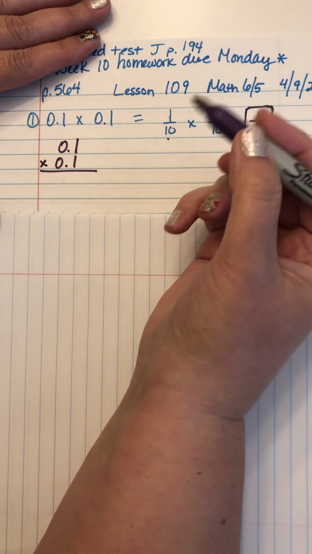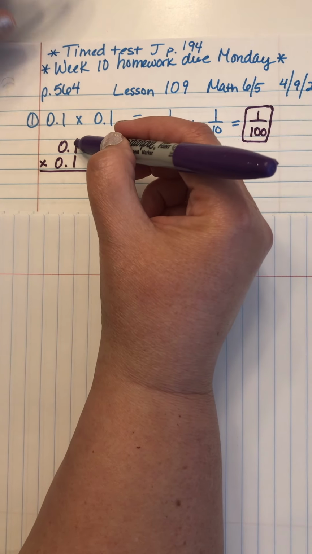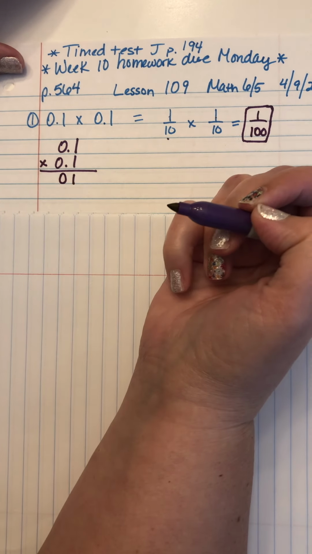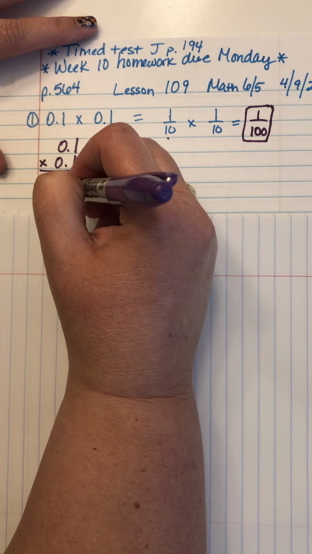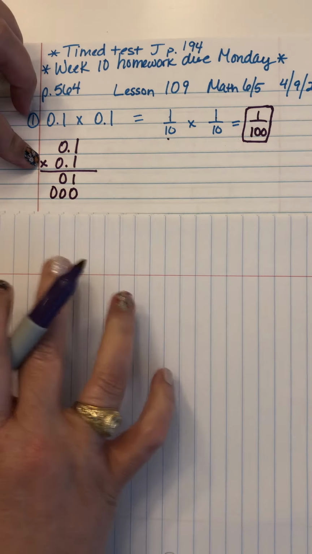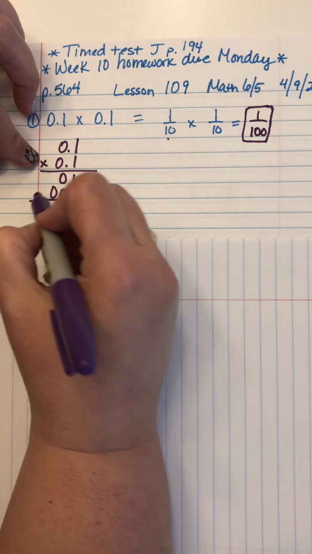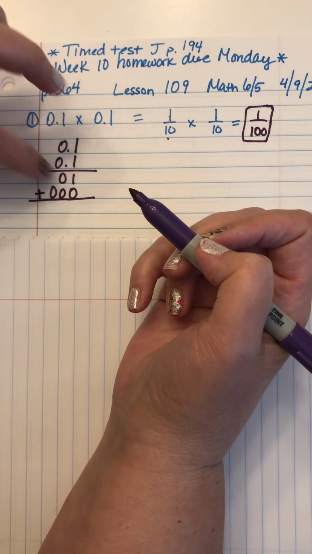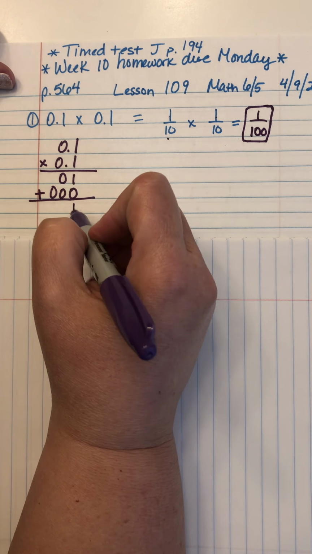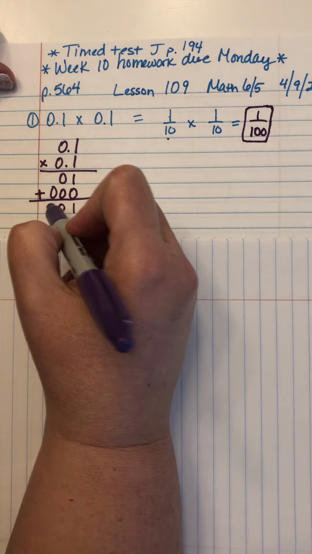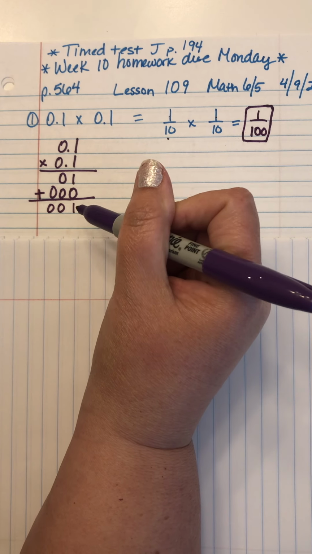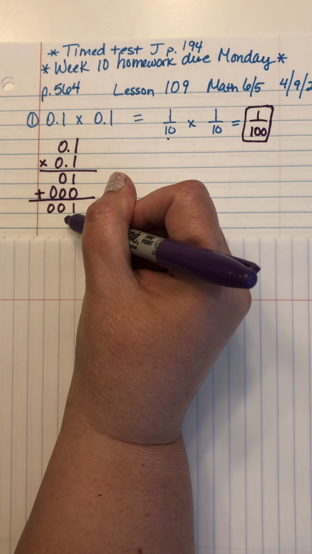Okay, so, 1 times 1 is 1. 1 times 0 is 0. Okay, and I could continue on and put my placeholder 0. 0 times 1 is 0, and 0 times 0 is 0. Okay? Then I add. Notice I've multiplied just like I would if these were whole numbers. I didn't pay attention to any of the decimal stuff. 1 plus 0 is 1, 0 plus 0 is 0, and 0. Okay? Now I have this number as my answer, and I have to determine how many decimal places I need.